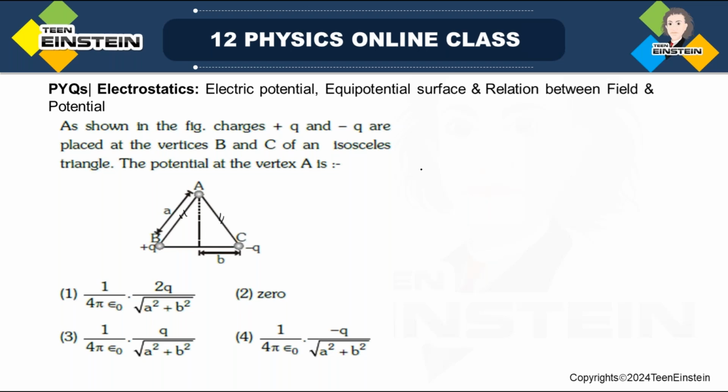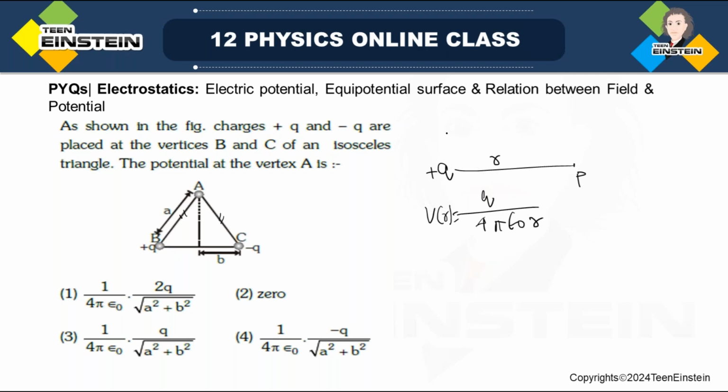If you have a point charge over here, and we have to calculate potential at any point P which is at R distance away, what will be the expression? The expression will be Q by 4 pi epsilon naught R. So this is the potential at any point at a distance R from a positive charge Q. If the charge is negative, then this will be negative.